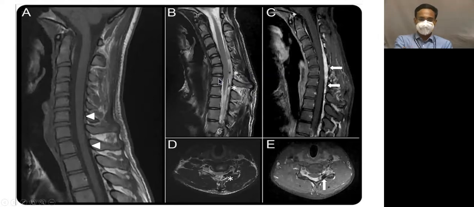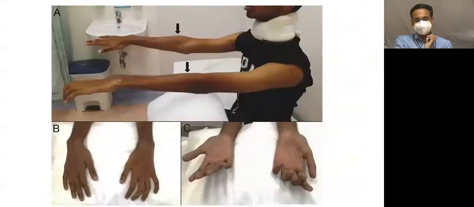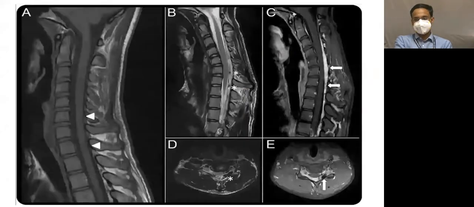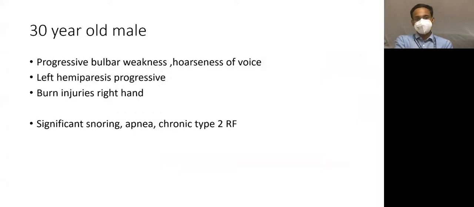And so this is a monomelic amyotrophy in the young, the Hirayama disease, as we call it. And hence the collar has been given to prevent further flexion-induced injuries. So this is another gentleman who was admitted to the neurology ward with a history of progressive bulbar weakness, with features of difficulty in speaking, hoarseness of voice, and nasal regurgitation, and then subsequently developing progressive hemiparesis of the upper limb and the lower limb over 2 years, and then subsequently developing painless burn injuries over the right hand.